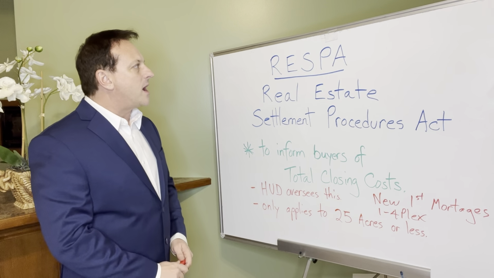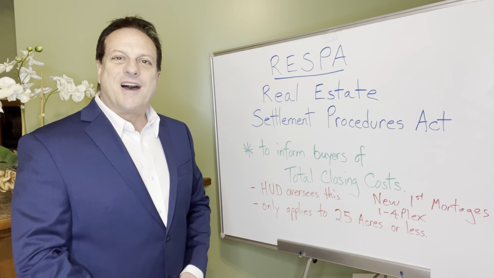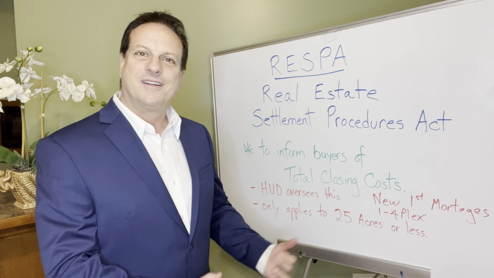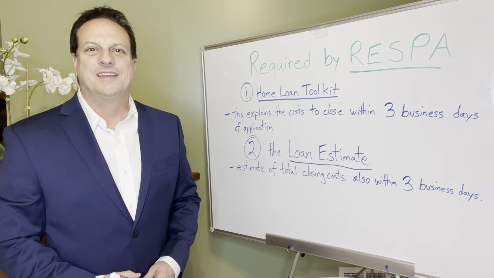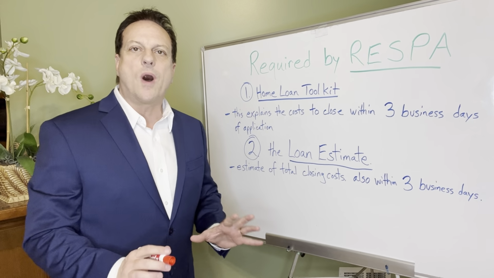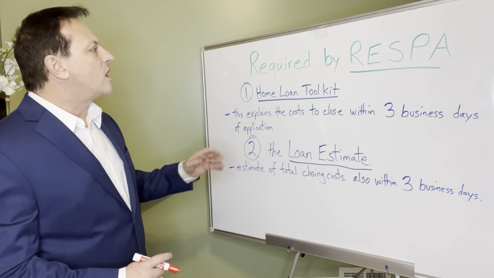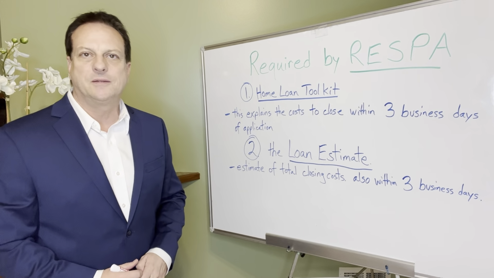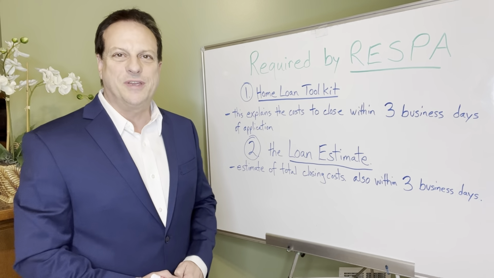But let's talk about the 5 requirements that fall under RESPA. So remember, there are 5 items required by RESPA. Let's talk about the first 2. There is a home loan toolkit. Yes, you want to screenshot this one.